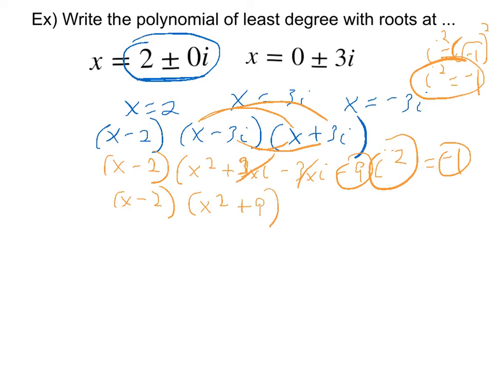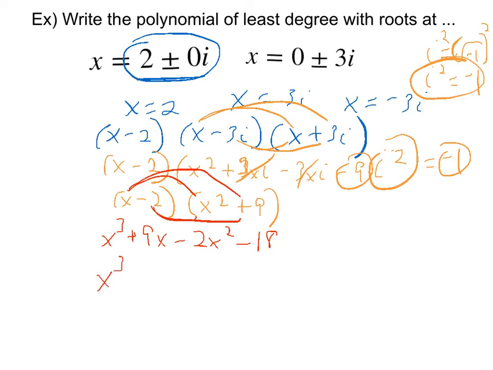Now let's FOIL this. So we got x times x squared, x to the third. That is a plus 9x. That is a negative 2x squared. And that is a negative 18. Usually we write it in descending order based on the exponents, so let's do that. x to the third minus 2x squared plus 9x minus 18, and that is your f of x.